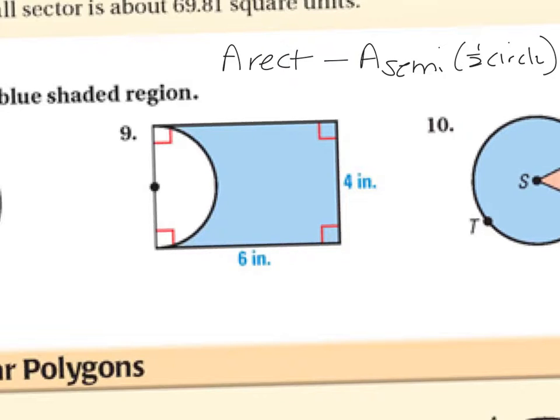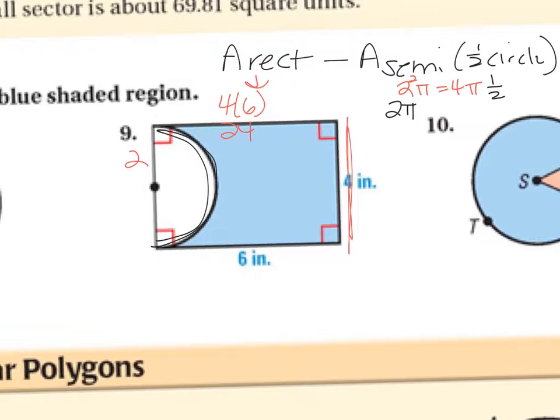So you could either use the area of a sector on that one and do 180 over 360, or you could find the whole area of a circle and just cut it in half, whichever one makes the most sense to you. So rectangle would have been 4 times 6, which is 24. And the whole circle, if this whole side is 4, then the radius is 2. This would be 2 squared times pi, which is 4 pi. That would be a whole circle. So cut it in half, or divide it by 2. And that area, this white part, is 2 pi.